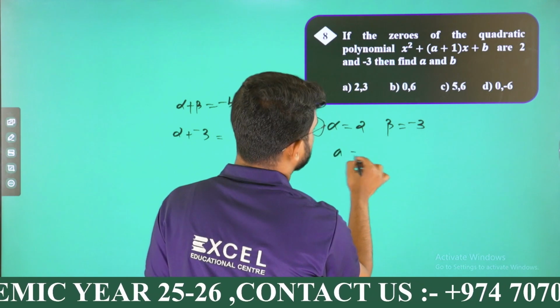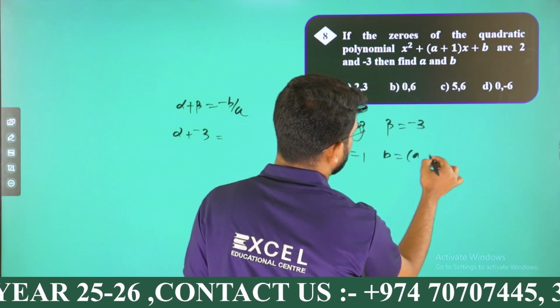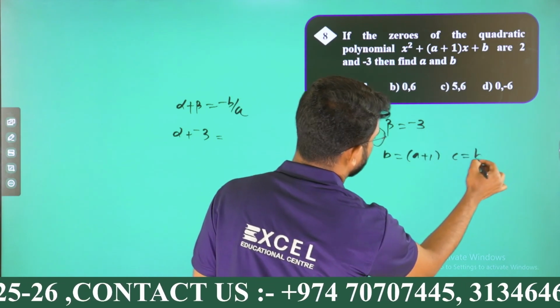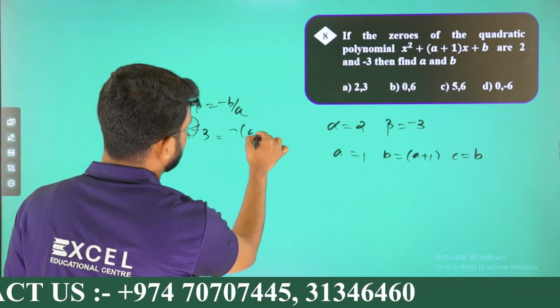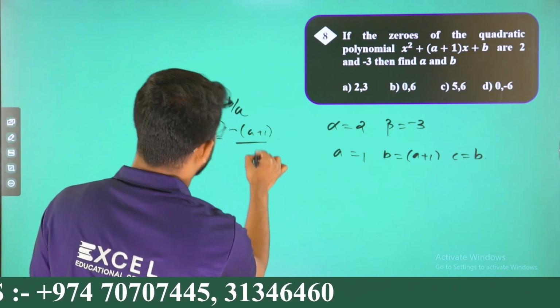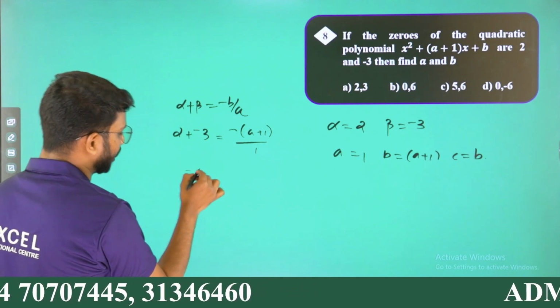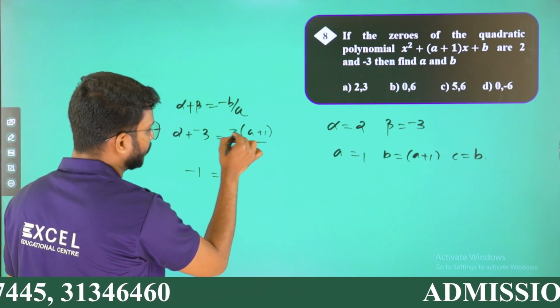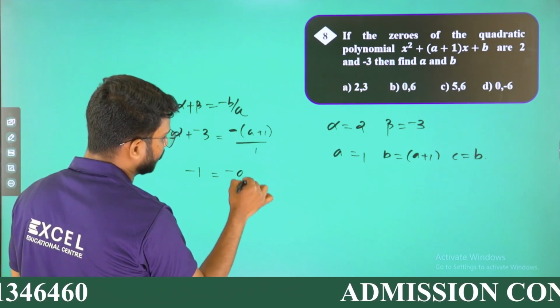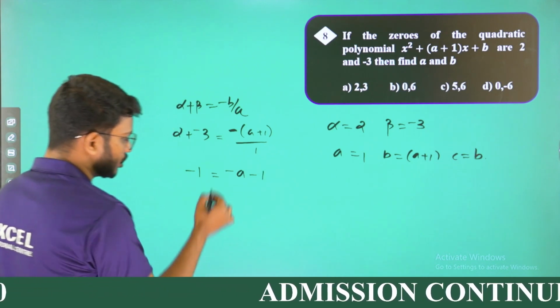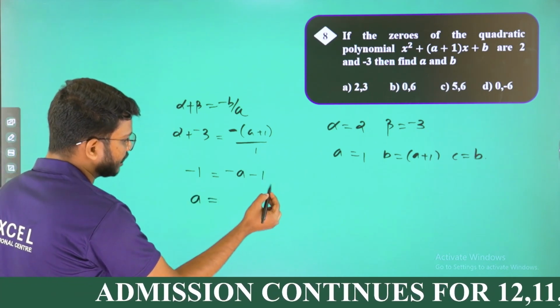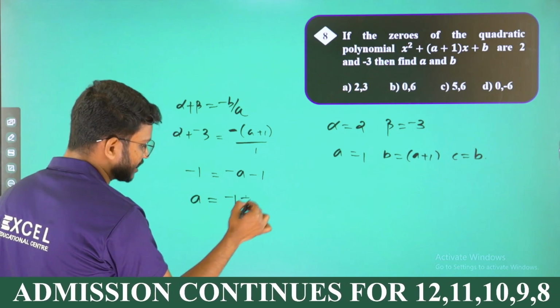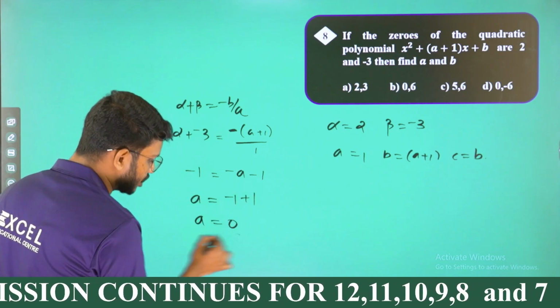So here alpha we can choose as 2 and beta minus 3 is equal to minus b by a. Here a equals 1, b equals a plus 1, c equals b. So minus b by a becomes minus of (a plus 1) divided by 1. So 2 plus minus 3 becomes minus 1, which is equal to, when we open this bracket with negative, minus a minus 1. So we can put this a to the left hand side, so it becomes positive, and this negative 1 to the right hand side, minus 1 plus 1. So a equal to 0.